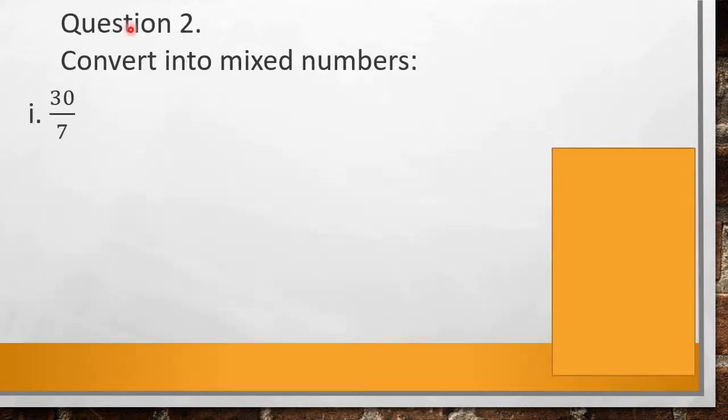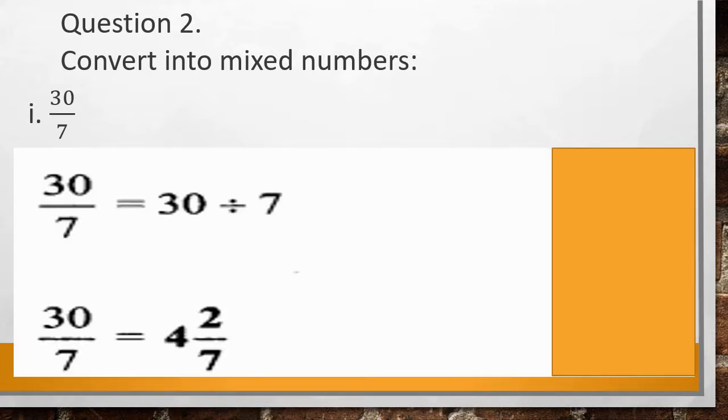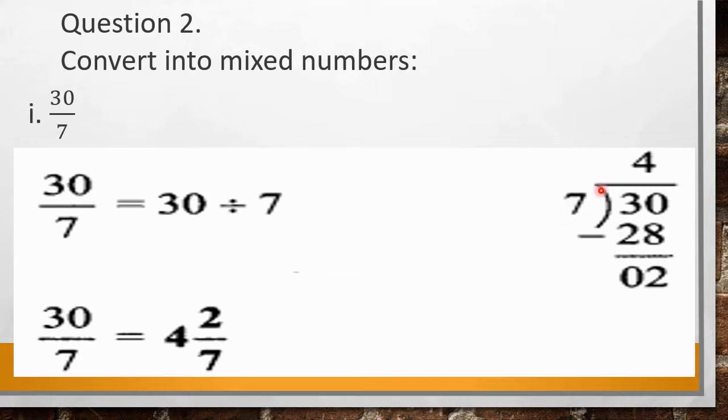Question number 2, convert into mixed numbers. So first is 30 by 7. So 30 by 7 is an improper fraction. Here numerator is greater than the denominator. So here we have to convert this into mixed number. So 30 divided by 7, you will get 7 4s are 28. So 30 minus 28, remainder will be 2.